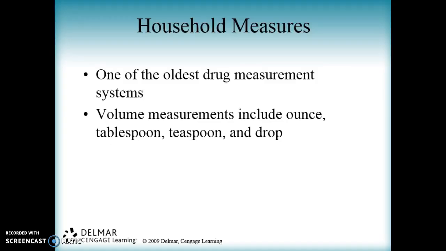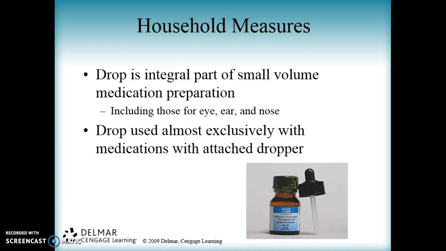Then we go on to talk about household measurements, and household measurements are probably things you're very familiar with, at least some of the larger ones: gallons, quarts, pints, cups, tablespoons, teaspoons. So they go on and explain a little bit about ounces, drops. A drop is something that is considered household, even though you may not actually use it a lot. Here's an example of a household measurement of drops that's used in a preparation for the ear. So this is an otic solution. So you can see it's got a dropper that comes along with it.